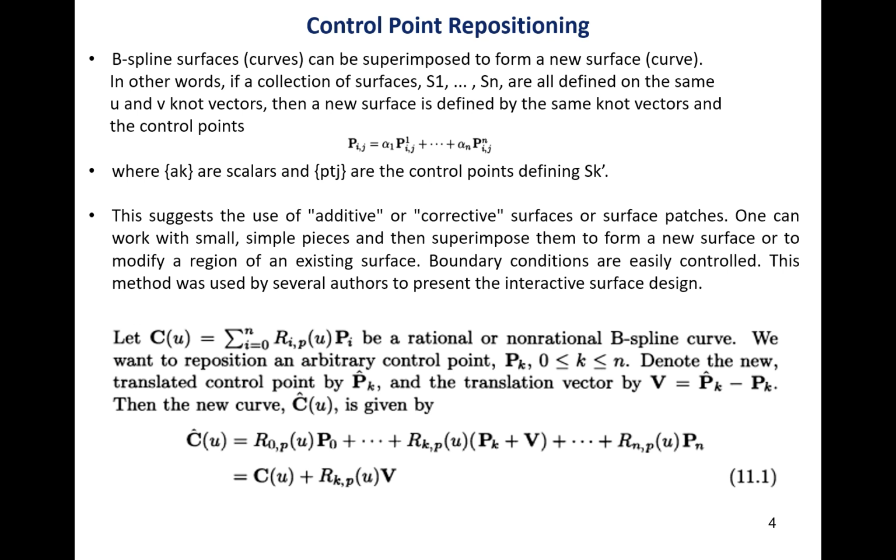One can work with small, simple pieces and then superimpose them to form a new surface or to modify a region of an existing surface. Boundary conditions are easily controlled. This method was used by several authors to present interactive surface design. Down below you see the formula, where it denotes the new translated control point for Pk and the translation vector, which is represented by V.